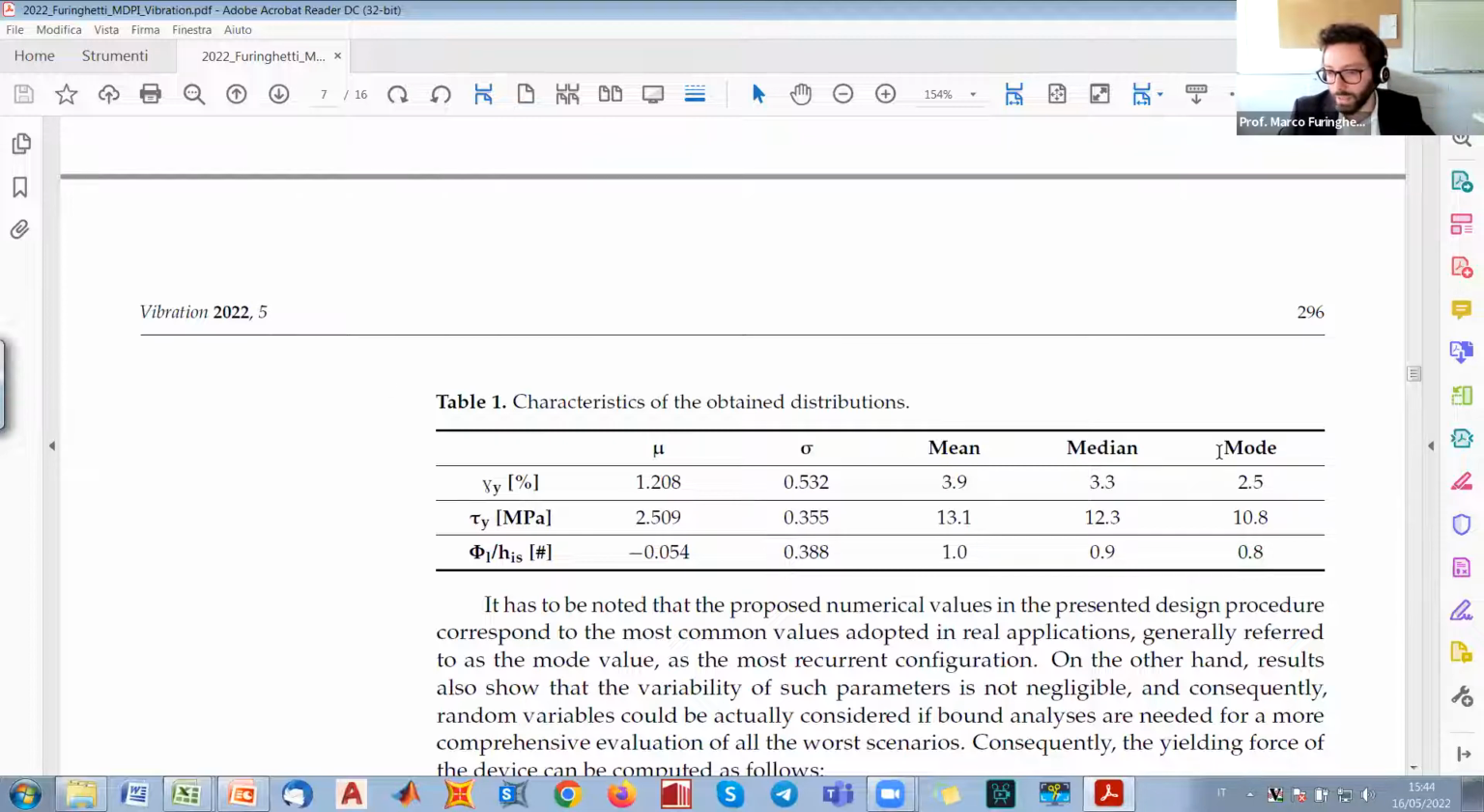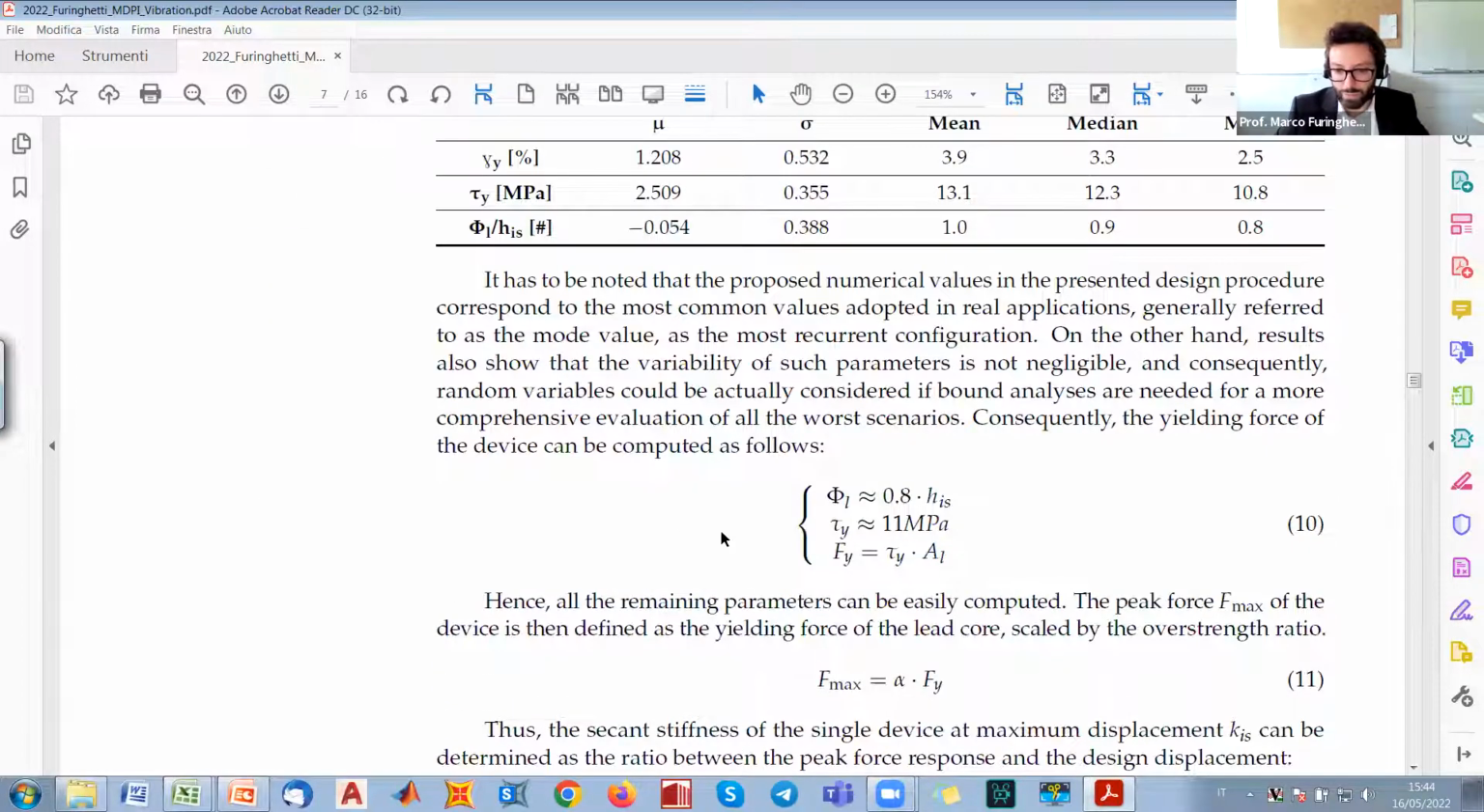So you see, we will assume the mode. We have assumed 2.5 for the yielding shear strain. We will assume 11 megapascals for the shear stress of the lead core, and 0.8 as the ratio between the diameter of the lead core divided by the height of the isolator. So according to these expressions, we can come up with the yielding force of the single isolator. So let's assume all of these.